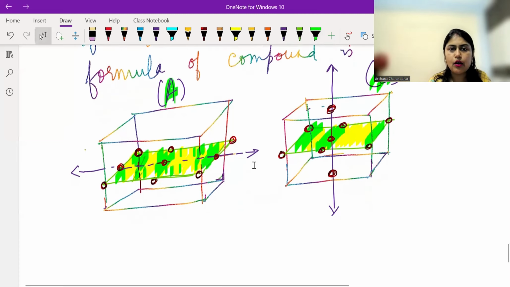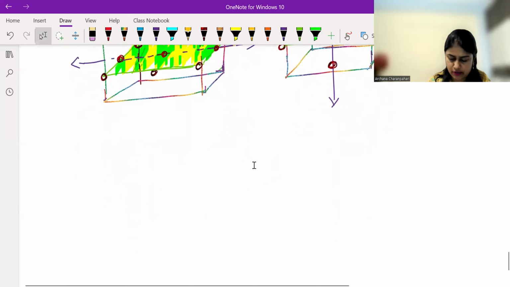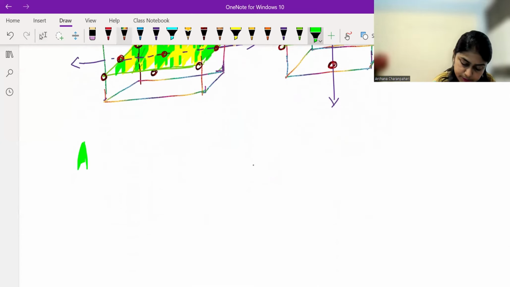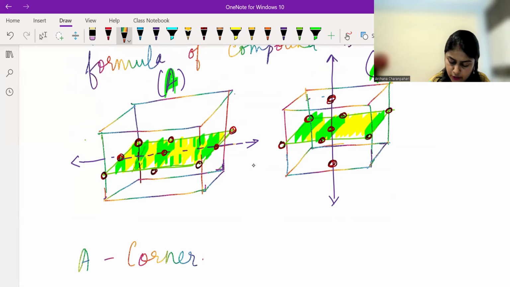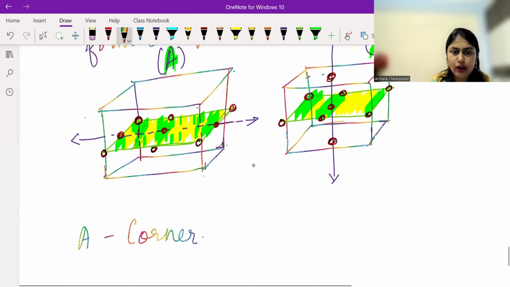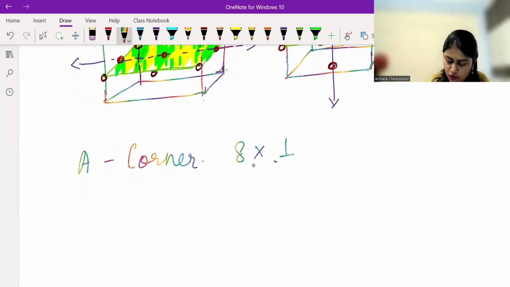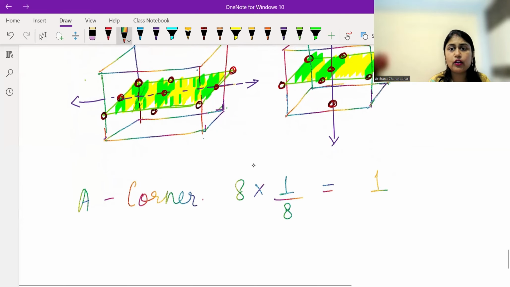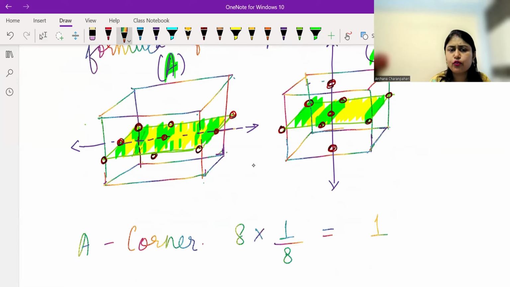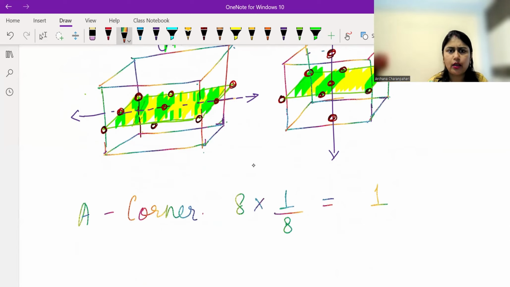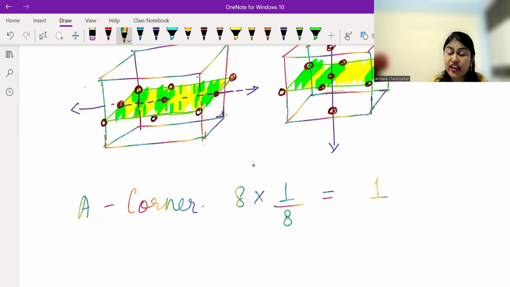So let us see what is the contribution of each of these elements. Now, A is at the corner. From this diagram, you can see that you have 1, 2, 3, 4, 5, 6, 7, 8 corners, and each corner has 1/8 contribution. So its contribution will be 1. However, when you speak about B, it is at the face center, because the plane of symmetry and the fourfold axis are both not there at the corners.